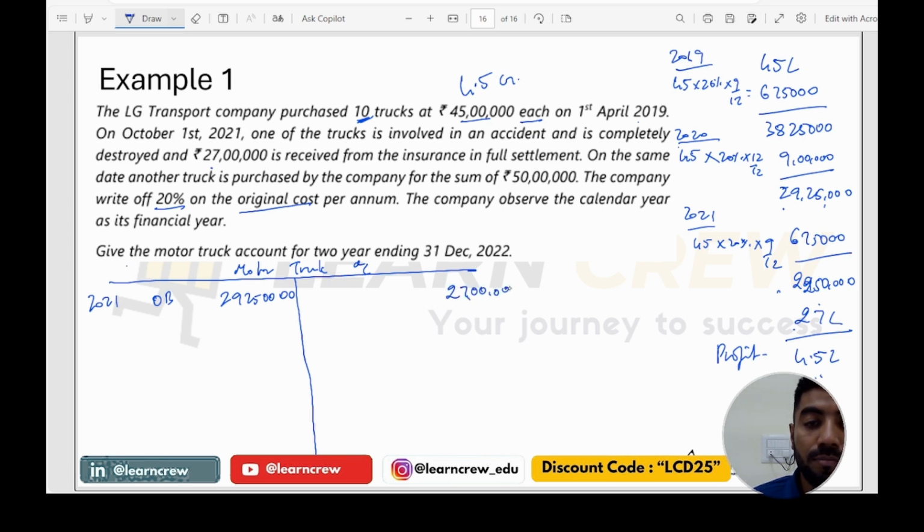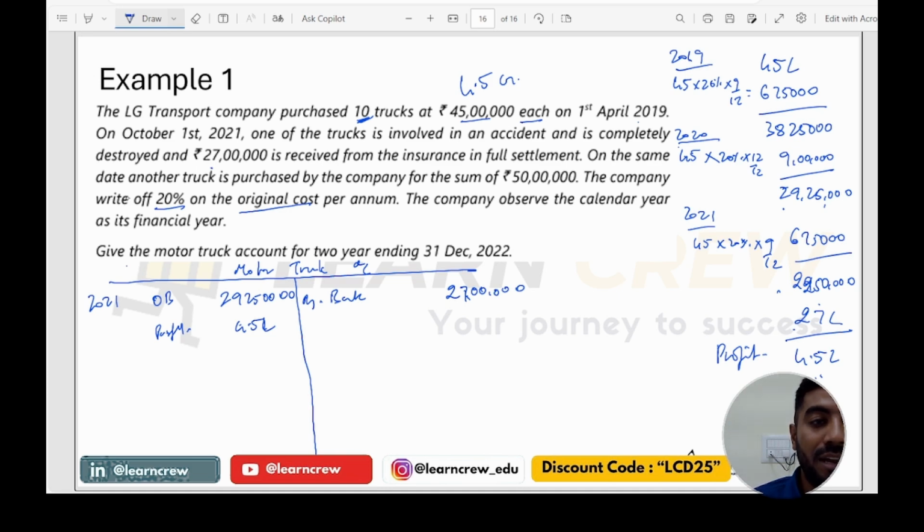By bank. After this, we have received 27 lakh. Similarly, the profit also has to be recorded. It should be recorded at the net value, right? So the profit should be recorded, which is 4.5 lakhs. We have recorded the profit and also the sale value, which is the insurance claim value.